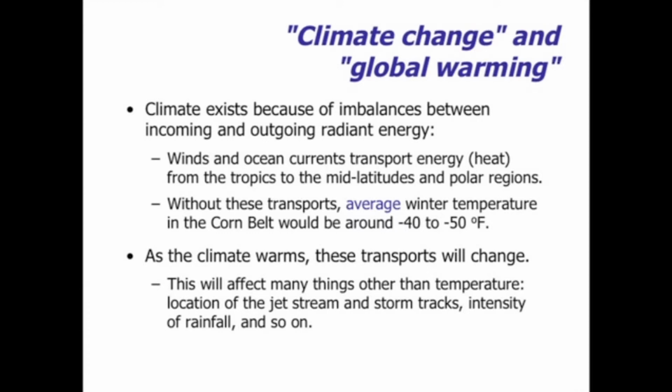And what climate really is, is transferring energy around. If we didn't transfer that energy around, in the winter in the Corn Belt, we would have such a radiation deficit, such an energy deficit, that our average temperature, not our record low or even our average low, but our average temperature would be about -40 to -50 degrees Fahrenheit. So climate, those energy transfers, is what keeps us from freezing to death in the winter, practically. And then as the climate warms, those transports will change. And it's going to change everything else that has to do with the transport of energy and water vapor.